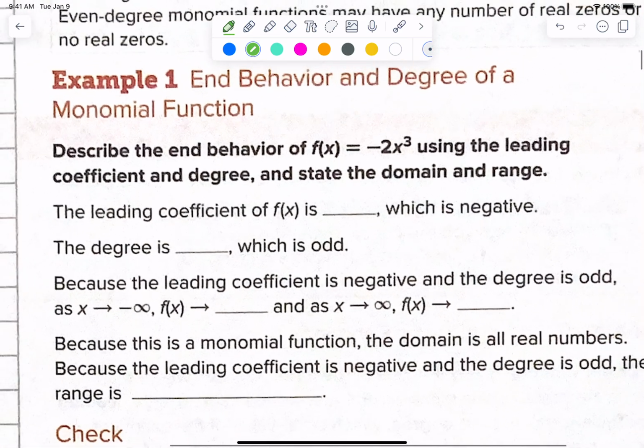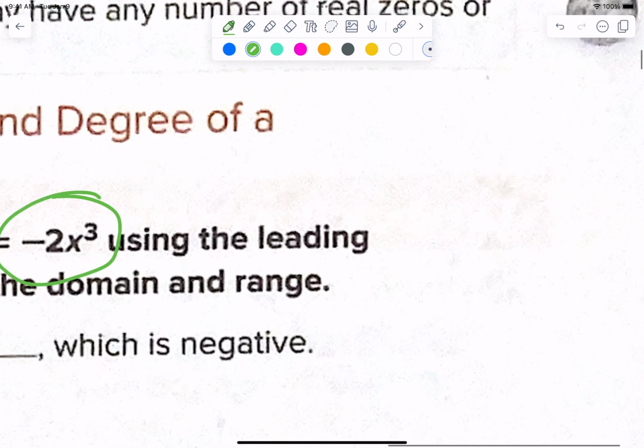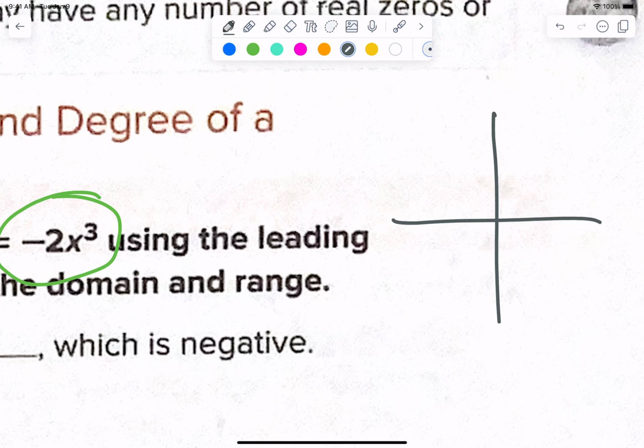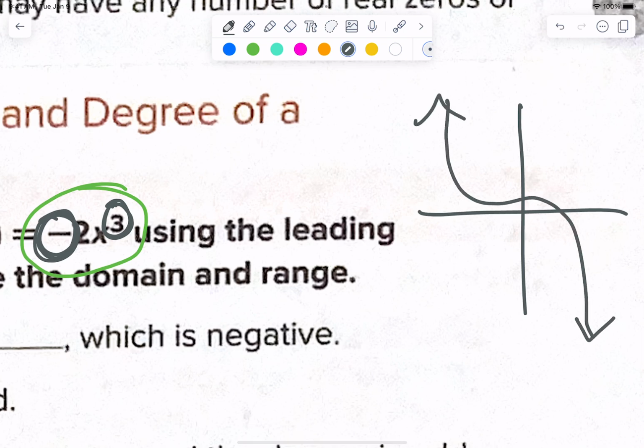Okay, all right, so let's bump to example 1. Describe the end behavior of negative 2x to the third power. Let's just do a little rough sketch of what he looks like. We don't have to make a table. Okay, x to the third power is cubic. Is he going to go the same direction or opposite directions? Opposite. Odd means opposite. Is he going up or down? Down. So he's starting here and he's going opposite directions. He's going like this. That's what he looks like. Okay? Without making a table of values, I know generally what he's going to look like.